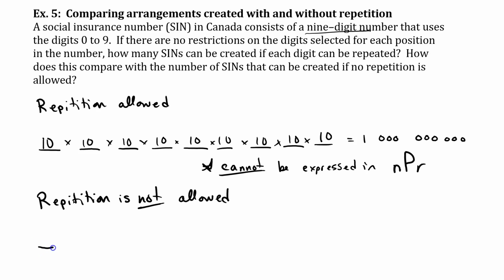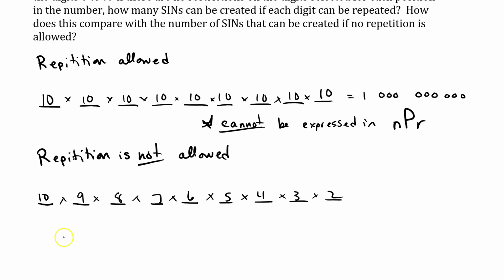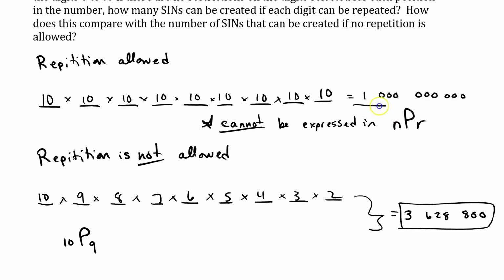However, when repetition is not allowed, we still have 9 slots. And due to the fundamental counting principle, we're multiplying all the time. We would start with 10 digits, and then 9, then 8, then 7, then 6, then 5, then 4, then 3, then 2. Another way that we can express this is using permutation notation. So we can say 10, and we pick 9 of them. Either way, we're going to get the answer of 3,628,800. So that is significantly less. 3 million versus 1 billion.